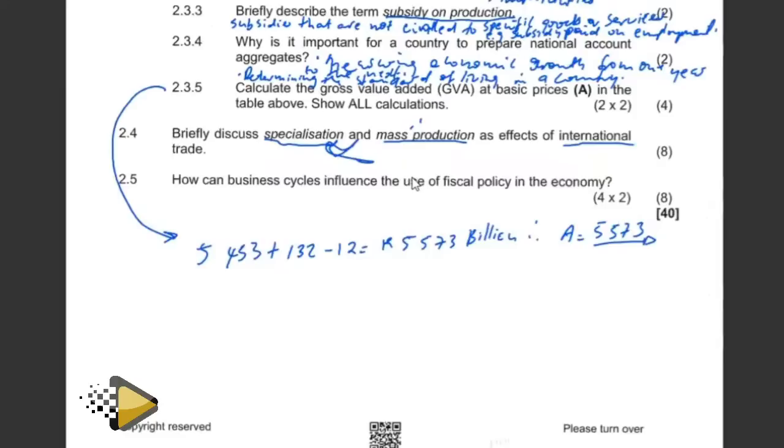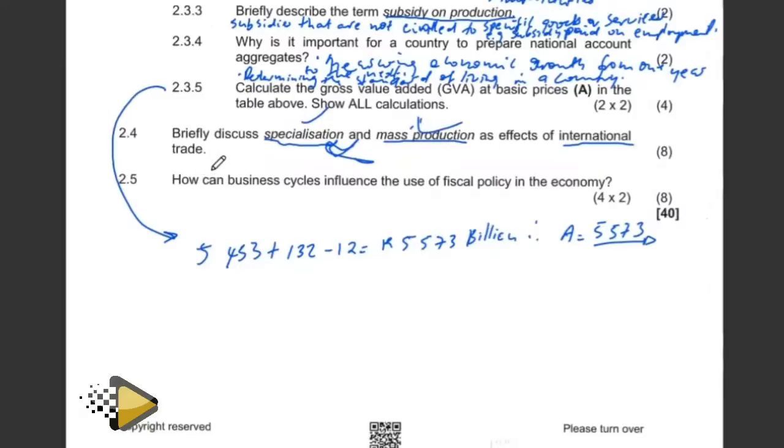Okay, right. So I did explain what specialization is, and I did explain what mass production is, and I did explain what international trade is. So now we are going to check the effect of specialization on international trade. And we are also going to check the effect of mass production on international trade.